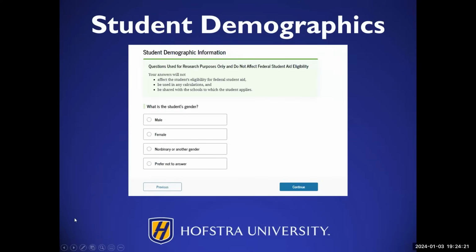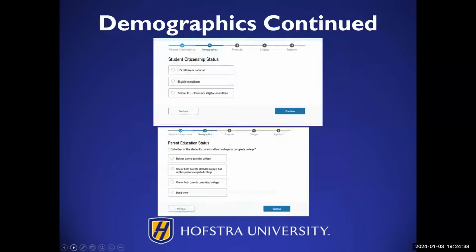Then it's going to ask the student's demographics. These answers will not affect the student's eligibility for aid or be used in any calculations. This is just for research purposes for the FAFSA. You can decline to answer, prefer not to answer, but it will ask this in the demographics question. It will also ask the student's citizenship status, as well as the parents' educational status, whether parents have attended college, neither, one or both, or you're not sure.